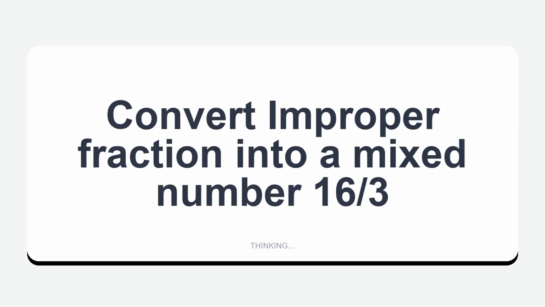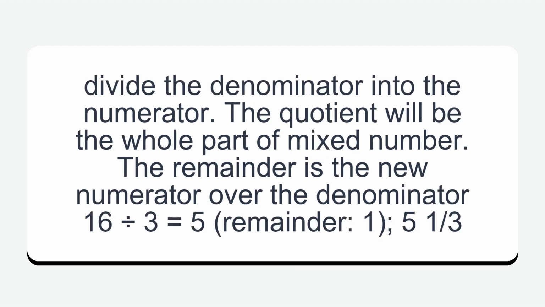Convert the improper fraction 16/3 into a mixed number. Divide the denominator into the numerator. The quotient will be the whole part of the mixed number. The remainder is the new numerator over the denominator. 16 divided by 3 equals 5, remainder 1, so 5 and 1/3.